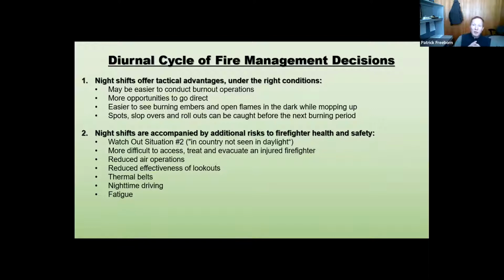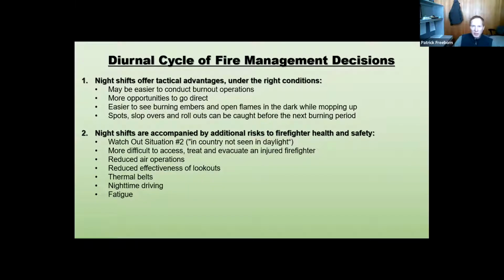But with all those opportunities come trade-offs. Night shifts are accompanied by additional risks to firefighter health and safety. The first bullet point there is actually a watch out situation: you're in country not seen in daylight. And the second bullet point is one that I always have in the back of my mind: when you're working in the dark, it's going to be more difficult to access, treat, and then evacuate an injured firefighter.